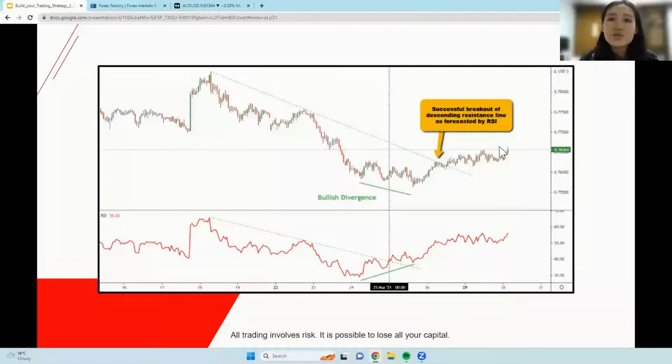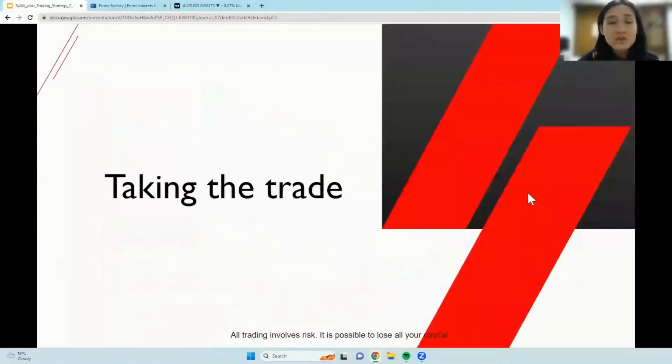So we have a successful breakout of the descending resistance line as forecasted by our RSI. Okay, any questions? Okay, that's great. Let's continue.